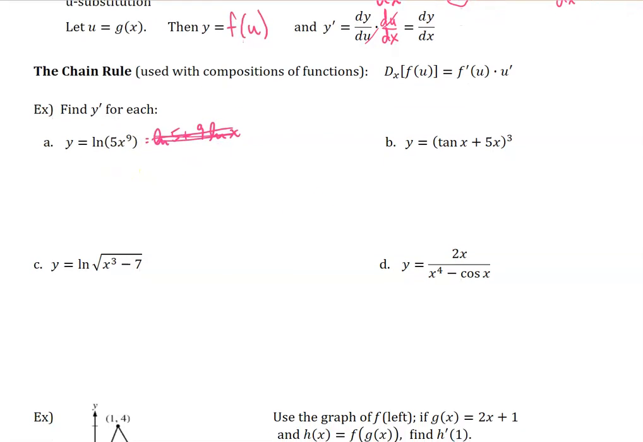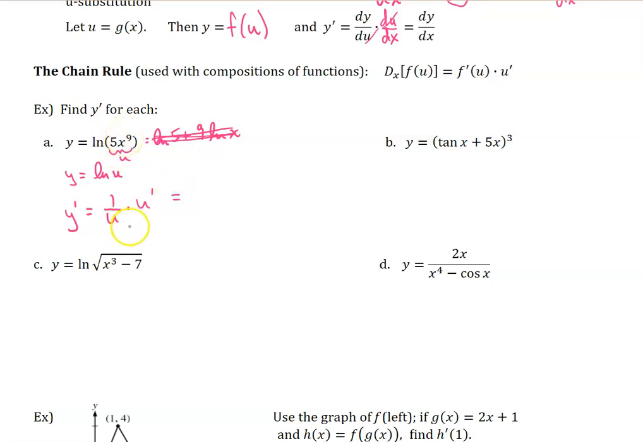So the outside part, the outer function, is natural log, okay? So natural log of, and this will represent our u, okay? So 5x to the 9th is u, meaning that y is equal to natural log u. Okay, so then when we take the derivative of y with respect to u, we're going to get 1 over u, but then we need, so that's the f prime of u, but then we need to multiply by u prime. And in this case, I'll write it in terms of u first, okay? In this case, u prime is going to be the derivative of this inside.